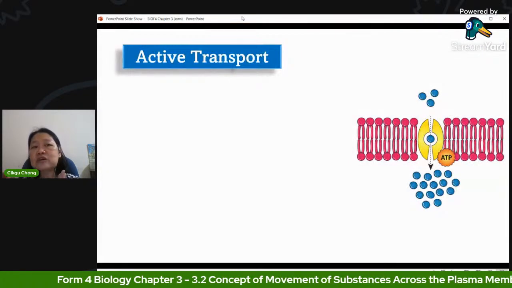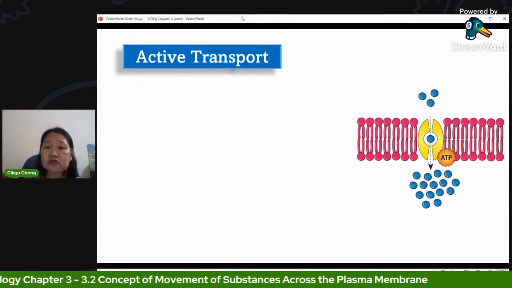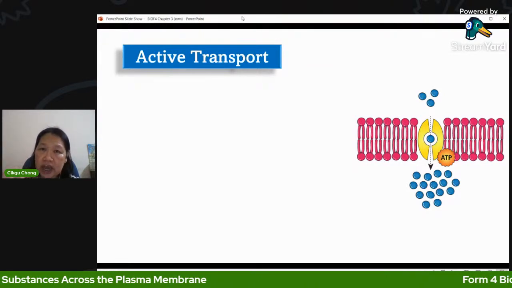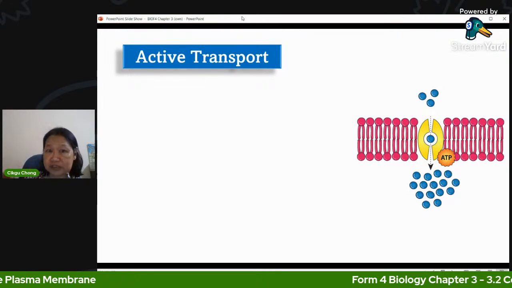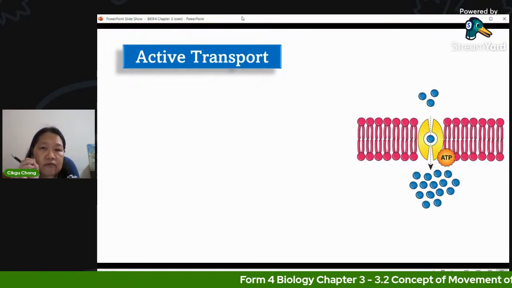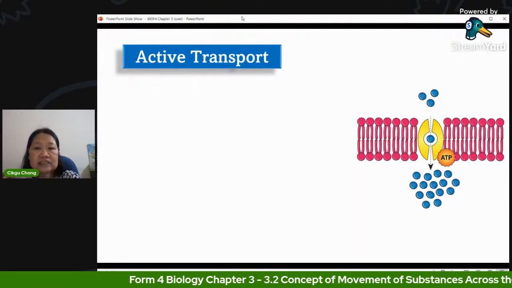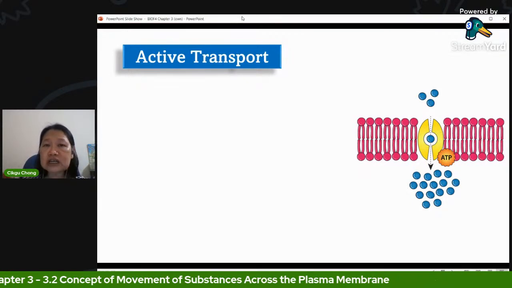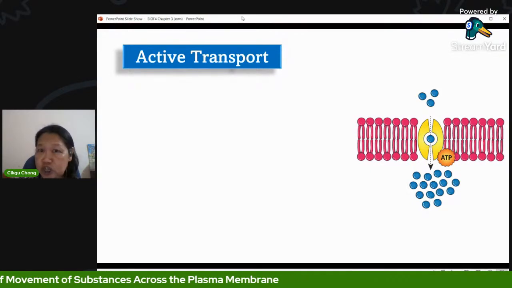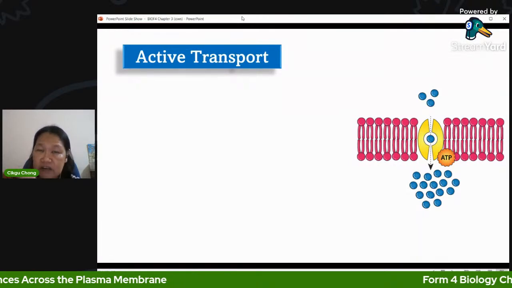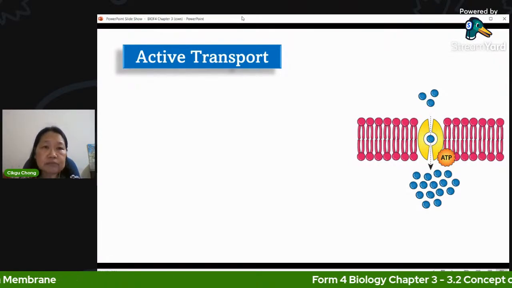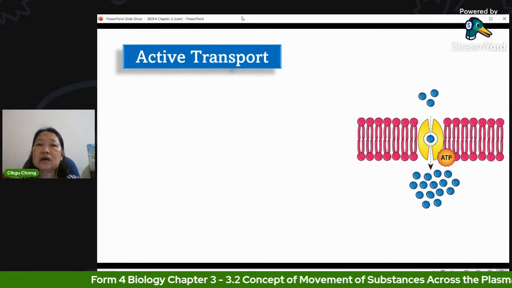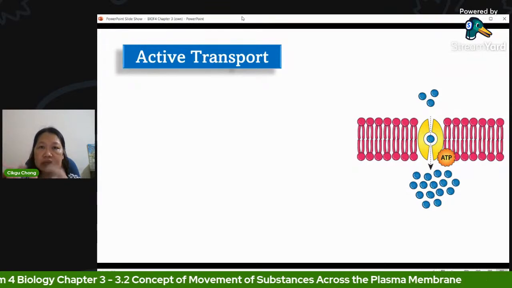Now we go to active transport. Active transport is very similar to your facilitated diffusion because they use the carrier protein, but with a slight difference. The difference is only whether it uses energy or not. It uses ATP. For this case, active transport is the same process: you move to the carrier protein, then it will change shape, the same thing. But this one has a slight difference.